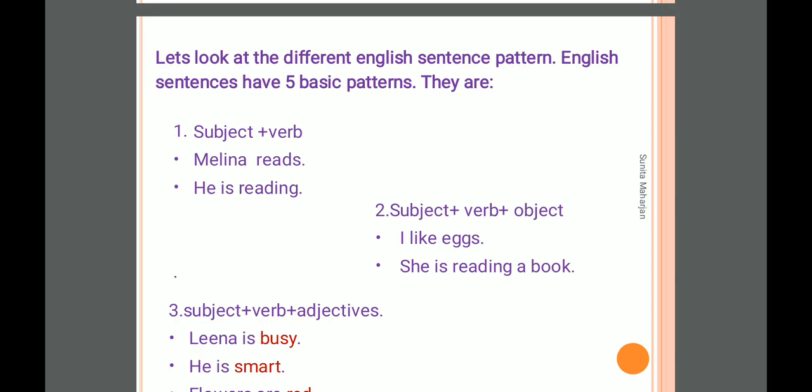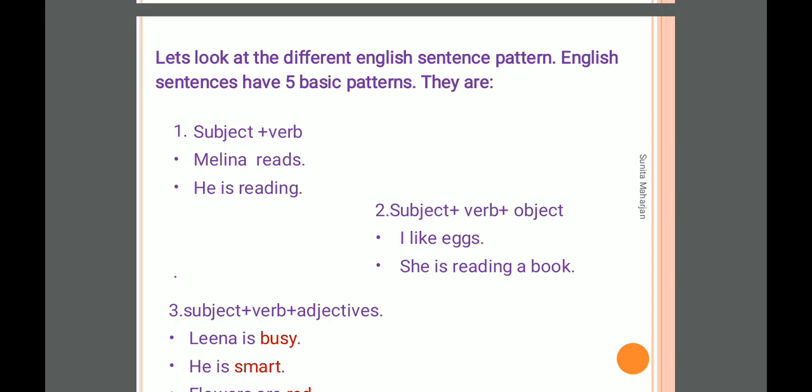For example, I like eggs. I, subject; like, verb; eggs, object. She is reading a book. She, subject; is reading, verb; a book is an object. Third, there is subject plus verb plus adjective.